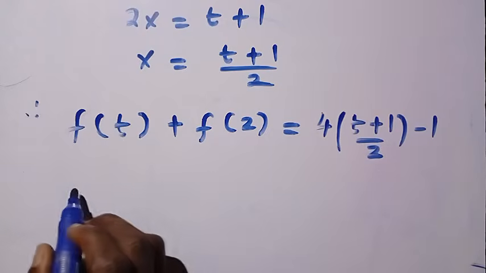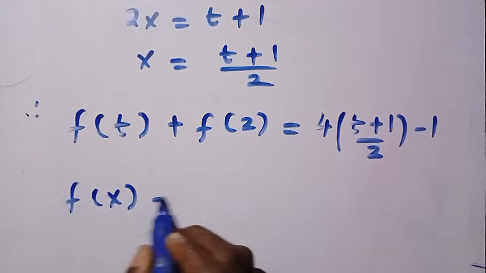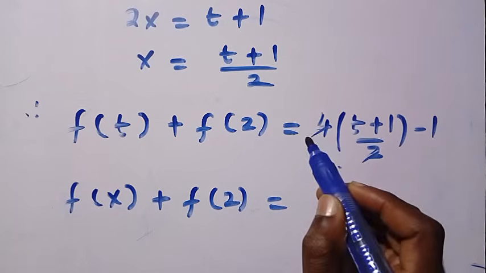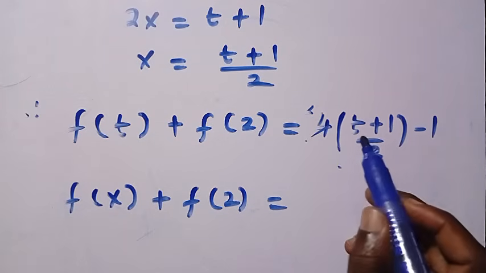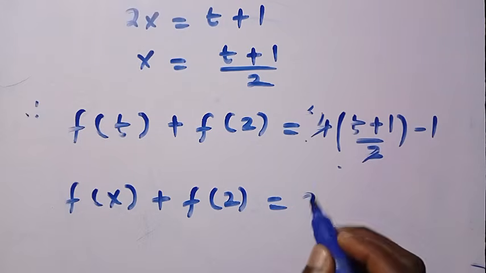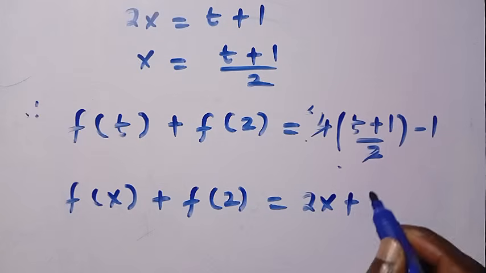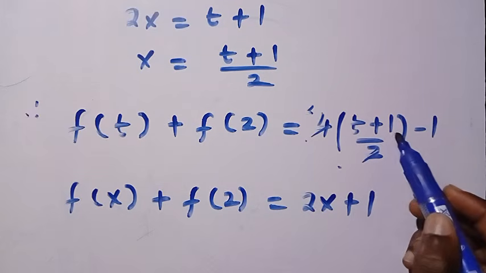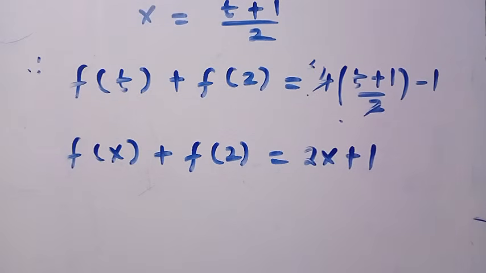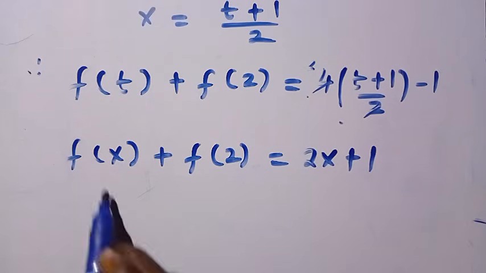Let's change t to x. We have f of x plus f of 2 equals 2 in this 4, that is 2. And by opening this, we have 2 times t, and since we have changed t to x, we have this as 2x plus 1. Because 2 times 1, that is 2, then minus 1, we have it as plus 1.